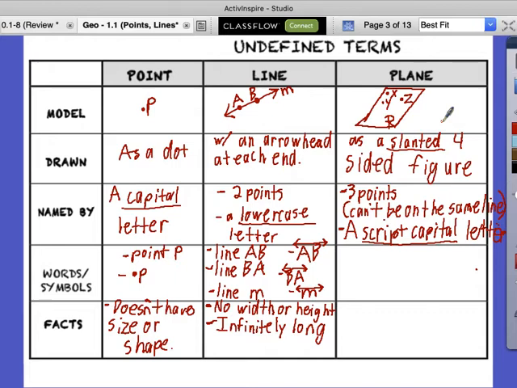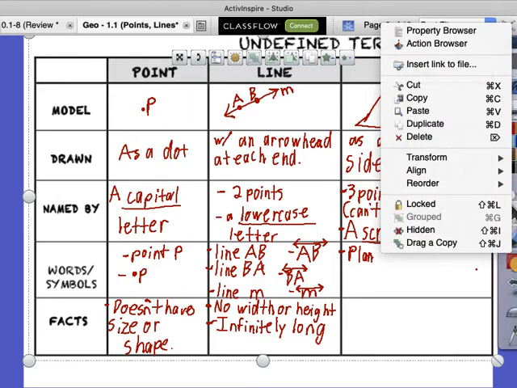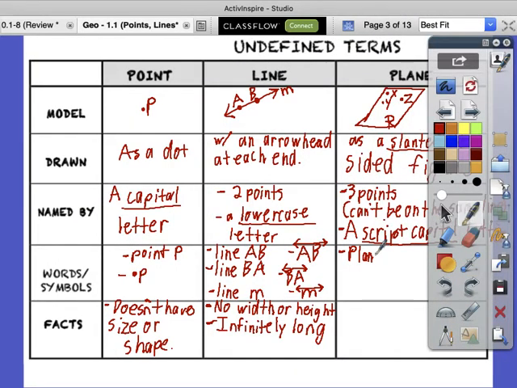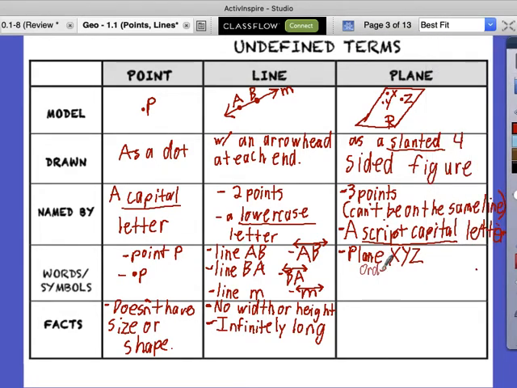So to use these two names, you can call it plane XYZ. That's naming it with the 3 points. Now with that, the order doesn't matter. Z, Y, X. So yeah, you can do those in any 3 ones.